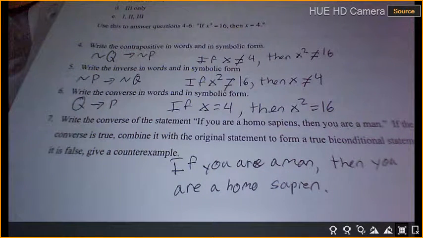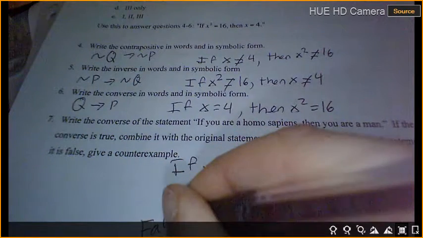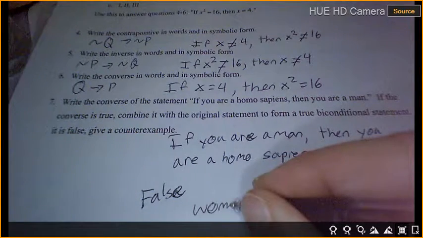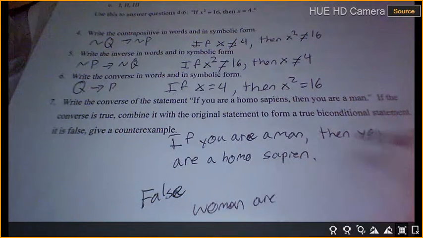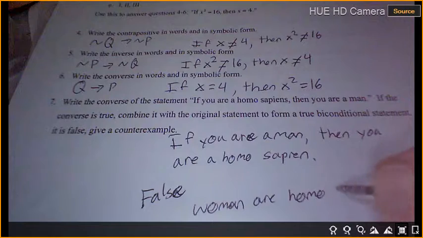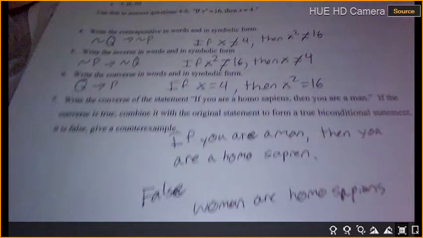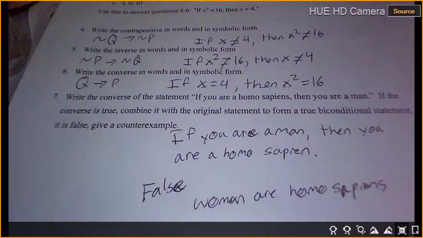Now does that change it? If I think of man as not like mankind, but as like a boy, then it's false, right? Why is it false? Because a woman is a Homo sapien too. Women are Homo sapiens. Questions about that? I would not give you one that ambiguous, where we didn't know if it was man or mankind, on the quiz or the test.